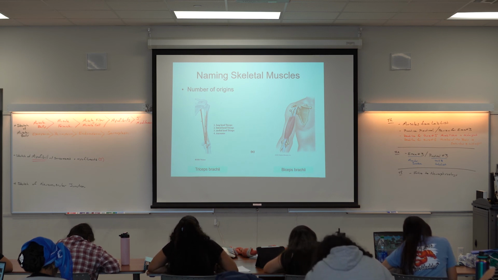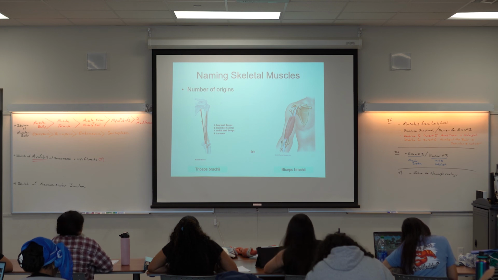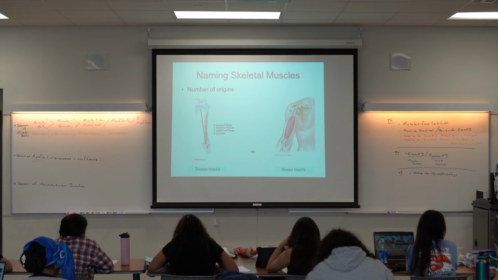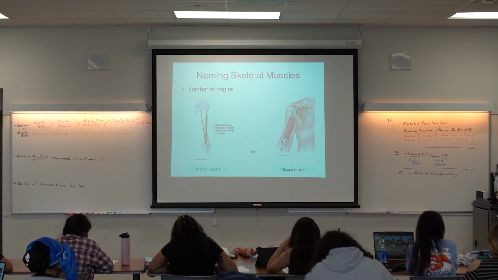So those are on two different sides of the humerus, and they're going to insert on two different bones in the forearm. That might be the hardest one on here, because the next one might be kind of obvious.